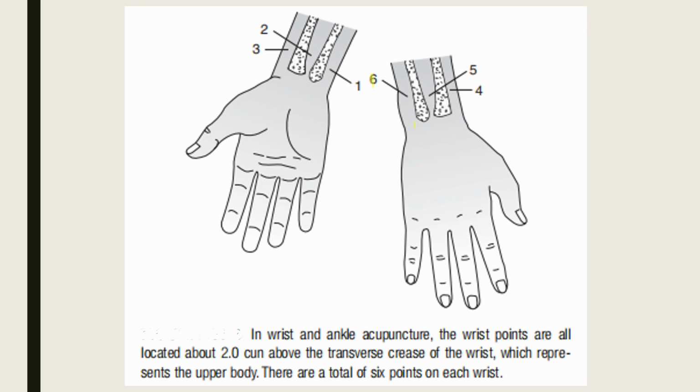Upper 6. Location: on the dorsal aspect of the forearm, on the ulnar side of the ulna. Indications: occipital pain and pain around the cervical and thoracic spine.